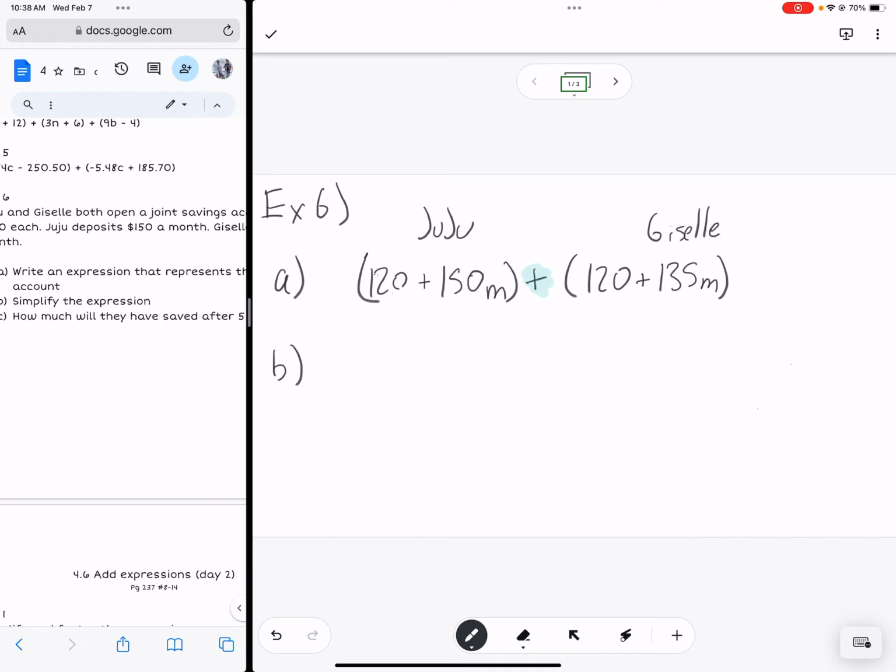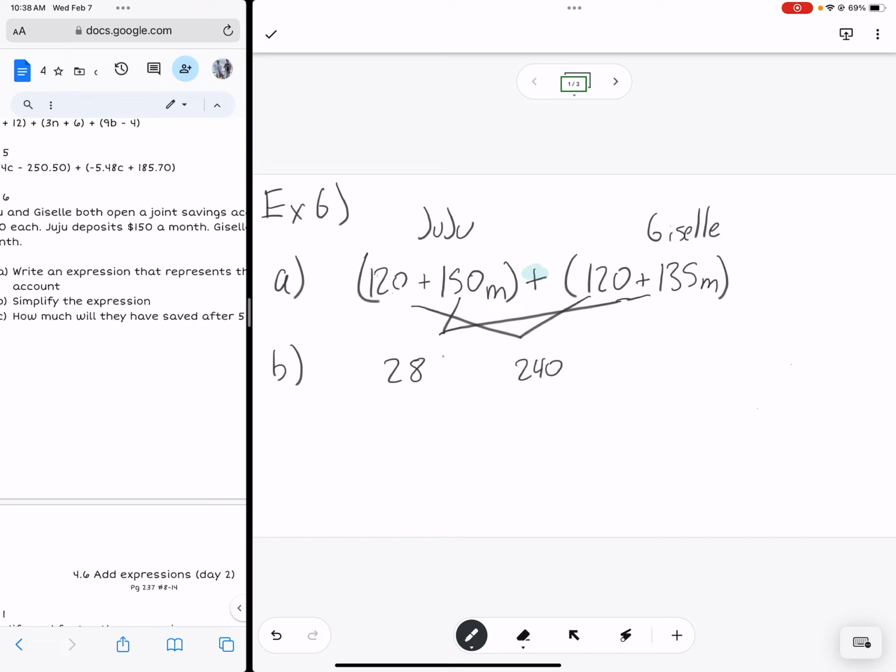120 plus 120 equals 240. Okay, so you combine like terms, so that's 240. Put it at the end. Then 150M plus 135M. I'm confused. So what he did was he combined like terms. So he combined 120 and 120 and got 240. And then he's going to go ahead and combine the M's. And then when Mark does that, what do you get?